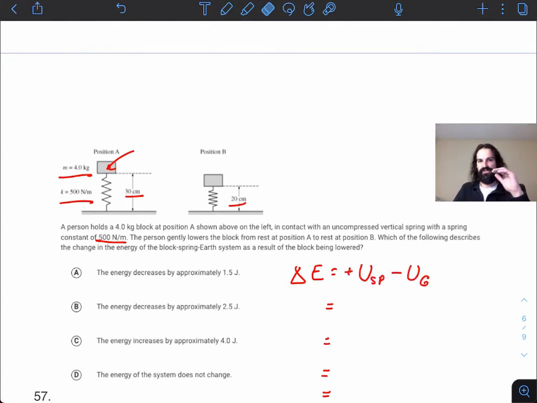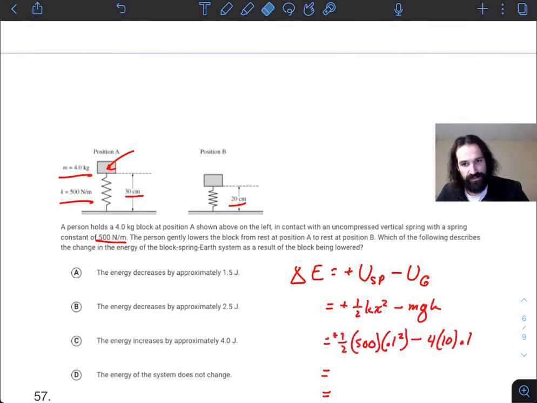So your change in energy should be equal to the sum of an increase in spring but a decrease in gravitational. I think this is why most people would get it wrong, is they would just consider how much spring energy has been added and not consider the fact that gravitational energy has decreased. And once you see this, the problem becomes very simple. You insert your equations for each type of energy, you insert your values, you do a little bit of algebra, and you get an answer of negative 1.5 joules. So the answer for that one should be A.